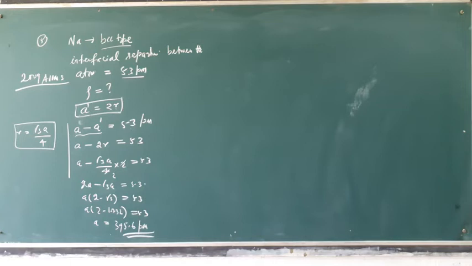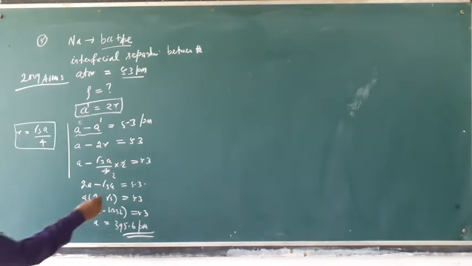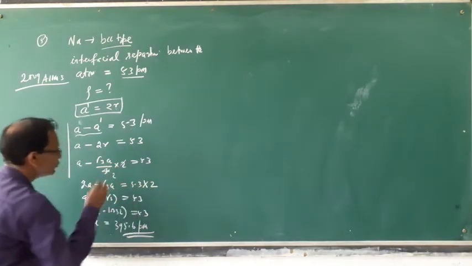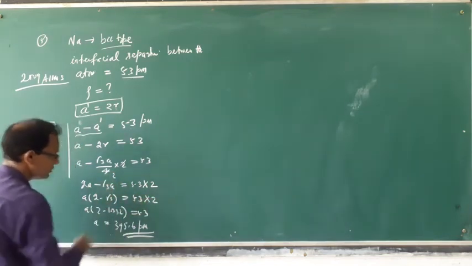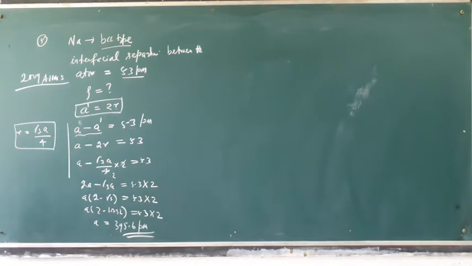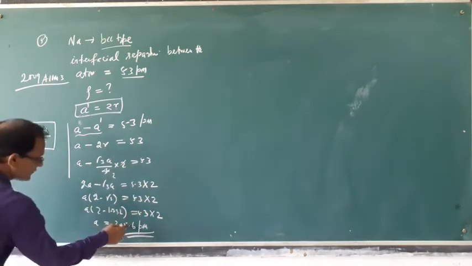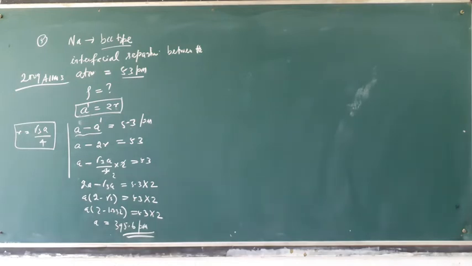As 2A minus root 3 is 53. A, so 2 that is 2A minus root 3A. 2A minus root 3A, correct. Here into 2. I have forgotten to multiply 2 here. Because 2A minus root 3 by 2, so by 2 is multiplied 2 here. So result will be 395.6 picometer. This is the edge length.